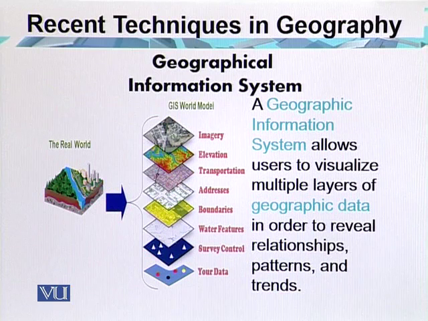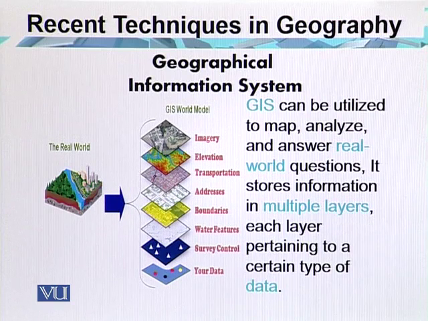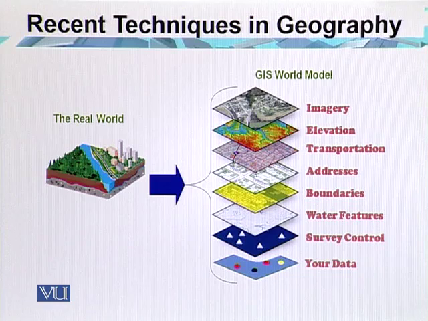A geographical information system allows users to visualize and manipulate layers of geographical data in order to reveal relationships, patterns, and trends. So it can be utilized to map, analyze, and answer real-world questions. It stores information in multiple layers, each layer pertaining to a certain type of data. So students can use GIS in the real world too, to find and collect information regarding the field.